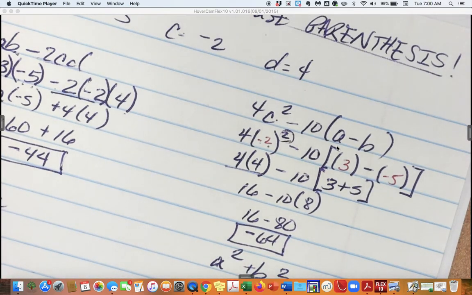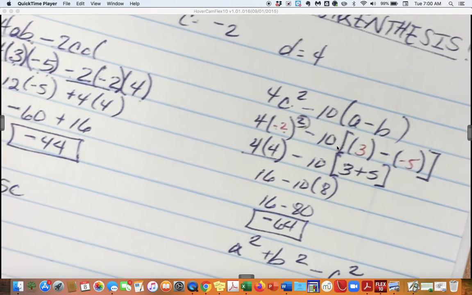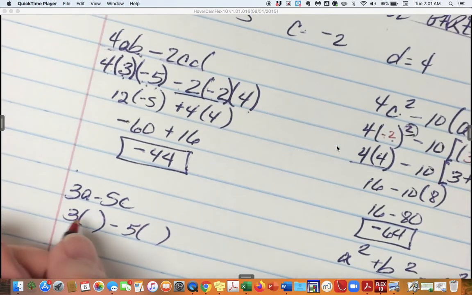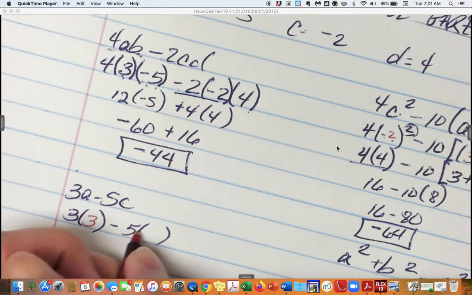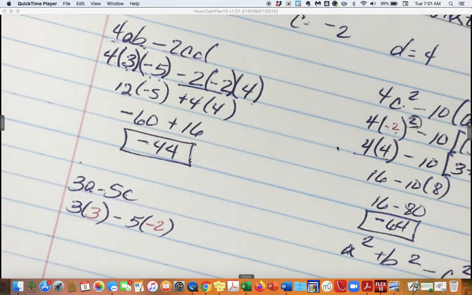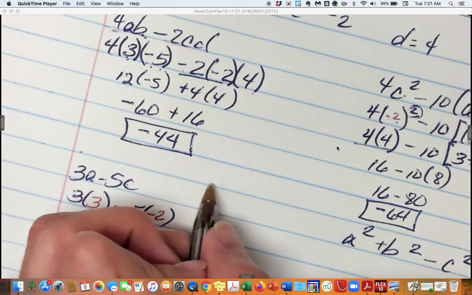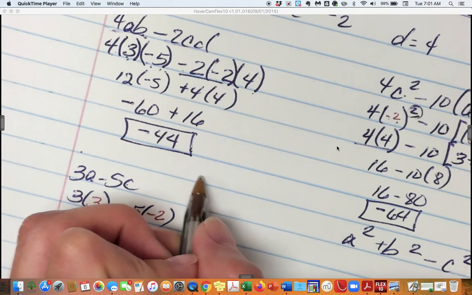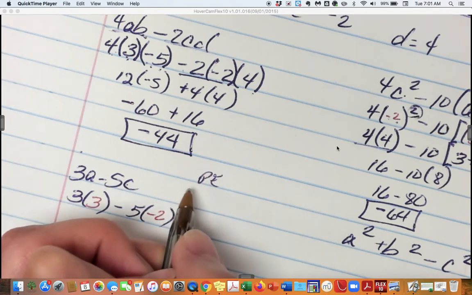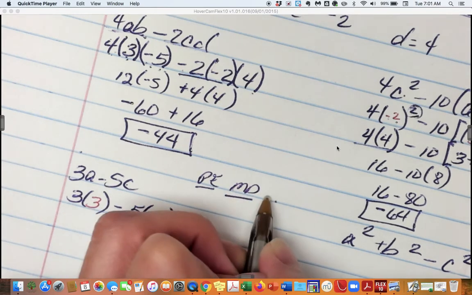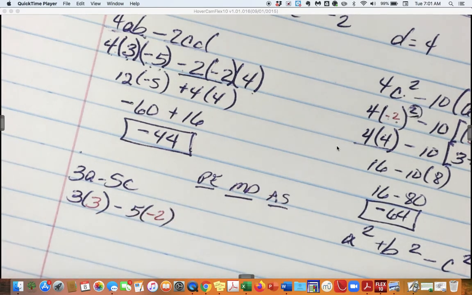So you want to take it one step at a time until you get to the end using your order of operations. So once again, every time there is a variable, we want to use parentheses. And then you want to go back in and put your value. A is 3, C is negative 2. Once you substitute your values in, you want to use your order of operations. So we have, you remember PEMDAS. I prefer GEMDAS for grouping symbols, but parentheses and exponents is your first level. Multiply and divide from left to right is the second level. And then add and subtract from left to right is the third level.